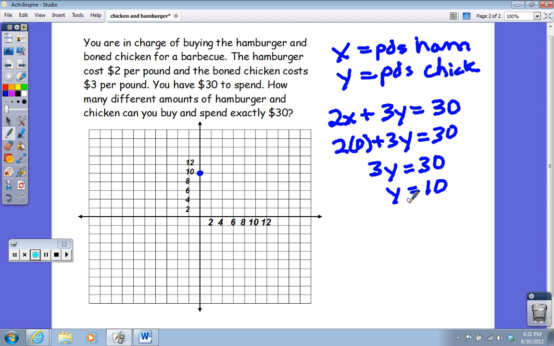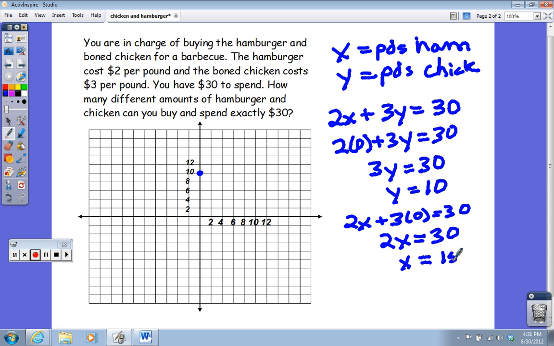Okay, now let's find the x-intercept. That's where chicken, or y, is 0. So assuming that we buy 0 pounds of chicken, we still have $30 to spend. 3 times 0 is 0, and we end up with this equation now, 2x equals 30. We divide both sides by 2, and x equals 15.